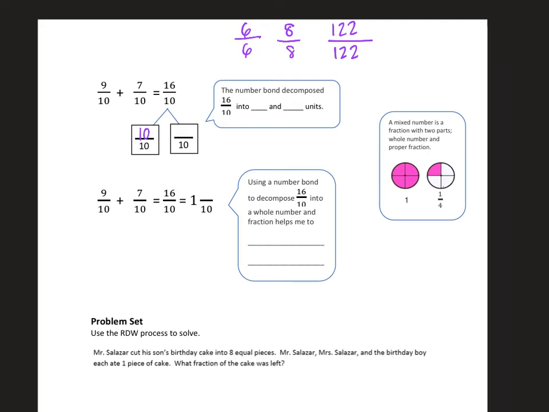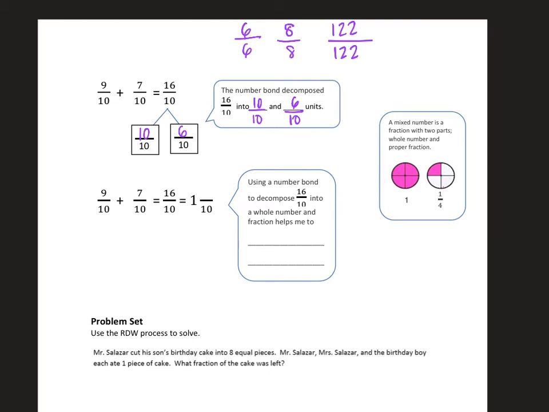Now that I've pulled out my one whole, my 10/10, I'm going to ask, how many more do I have left over to get to 16/10? In that 16/10, how many are left over if I pulled out 10 already? I know that I have 6/10 left over. So the number bond decomposed 16/10 into 10/10 and 6/10, into those units, right?